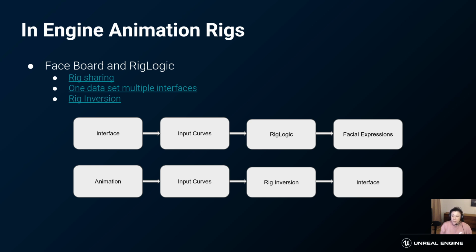When you animate, you bake back to the input curves, which through rig inversion, you can retarget on the same interface or a different interface. This concept is also very powerful because, as I mentioned, similar to the bodies, except that now we are operating on the input curves, you can create different rigs and retarget from one rig to another.